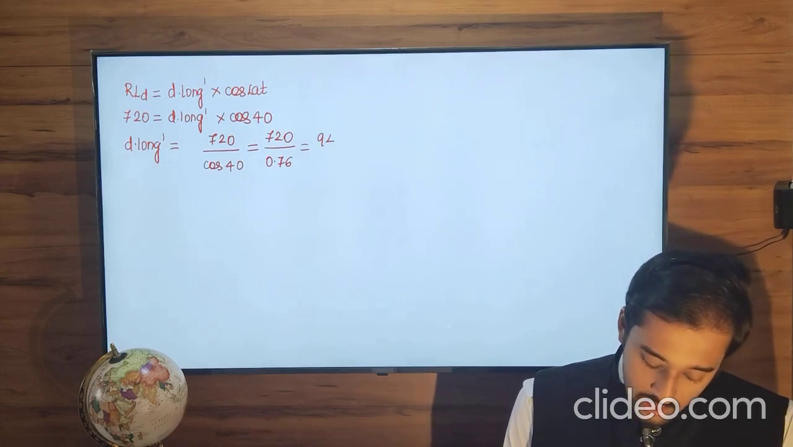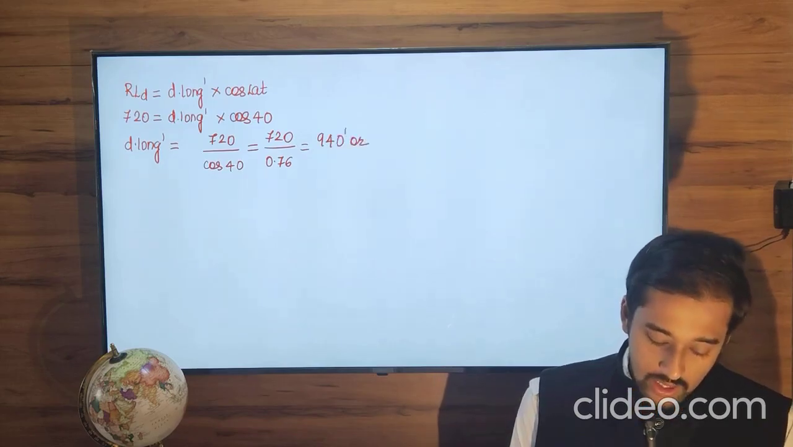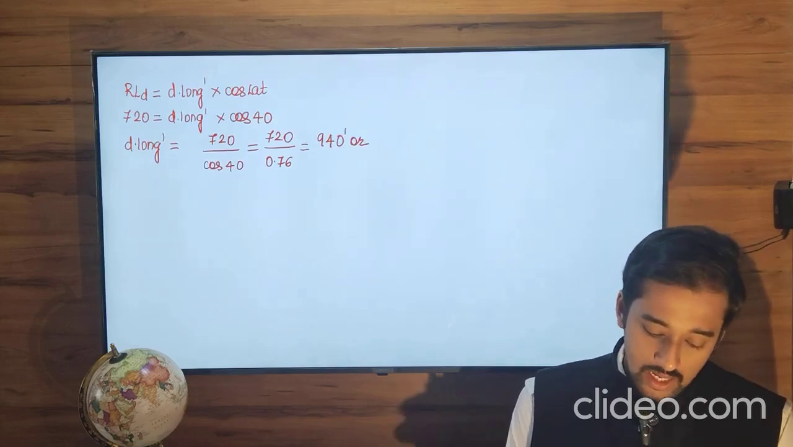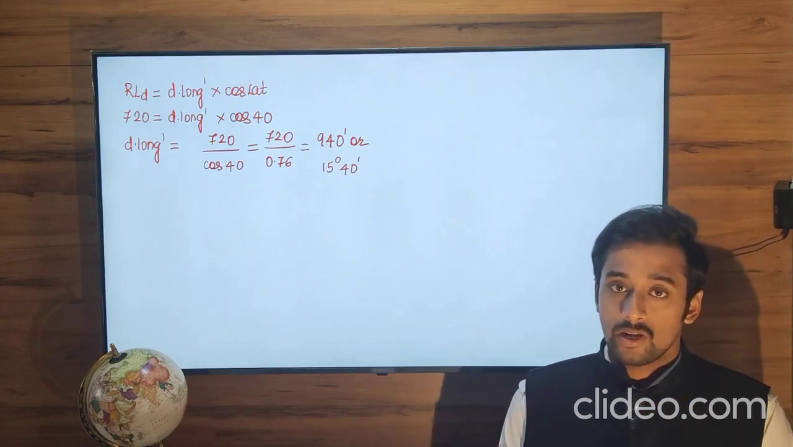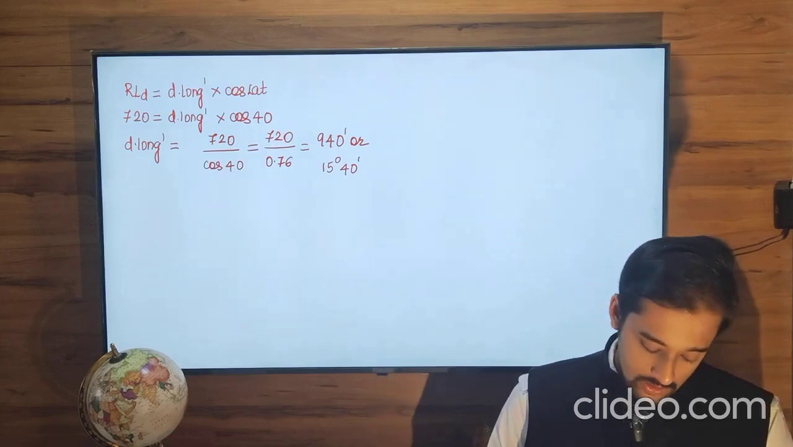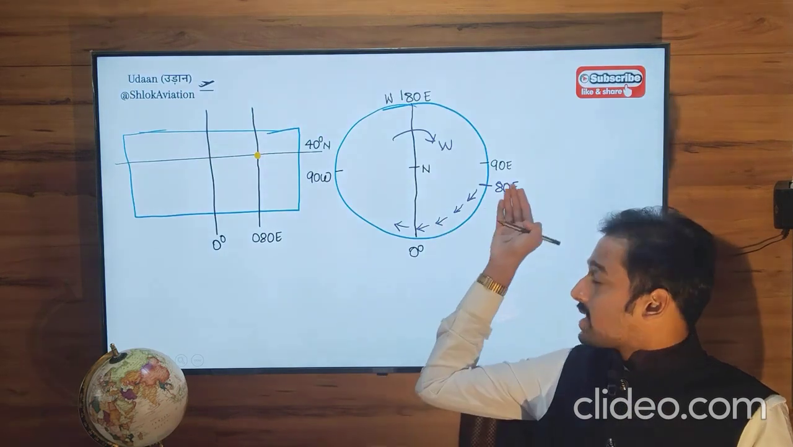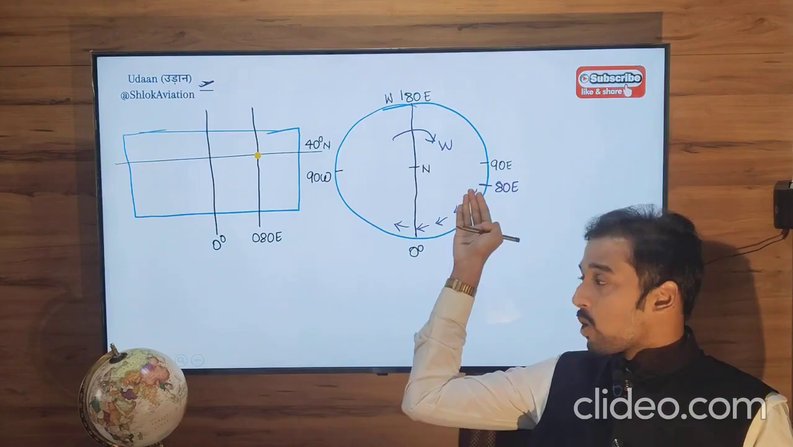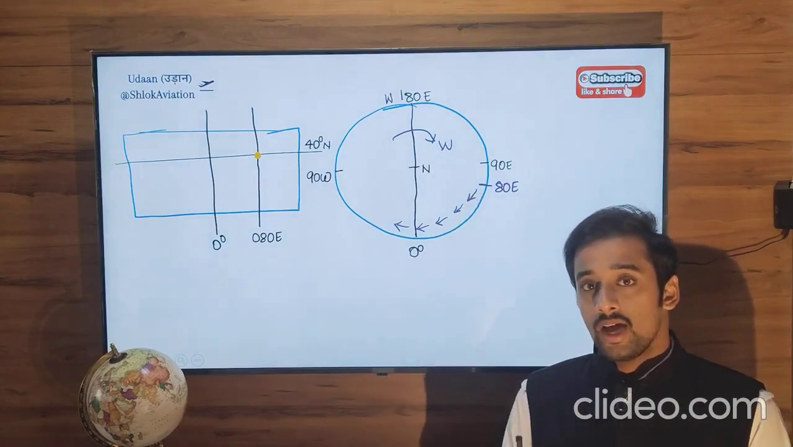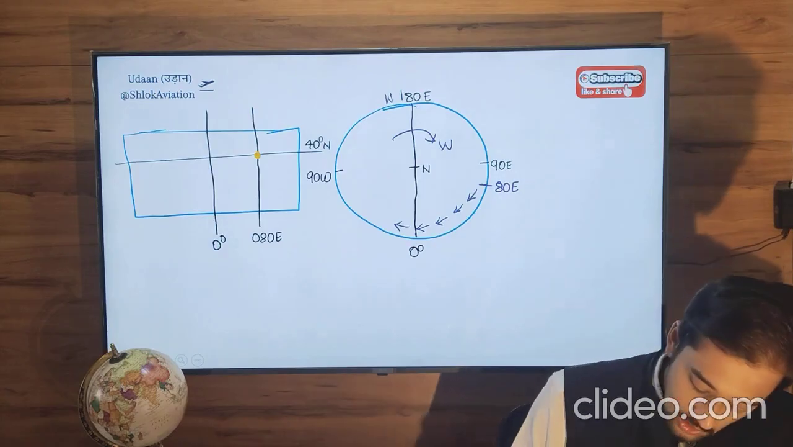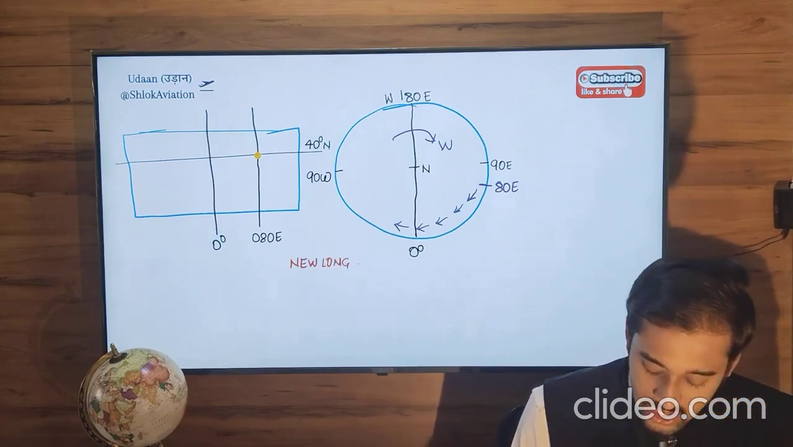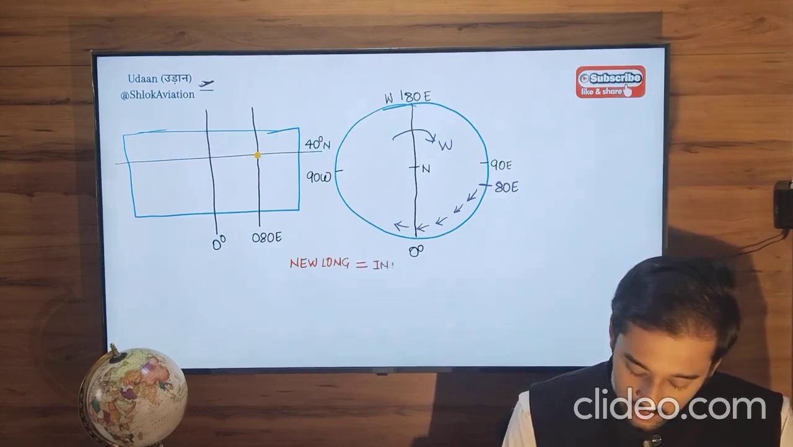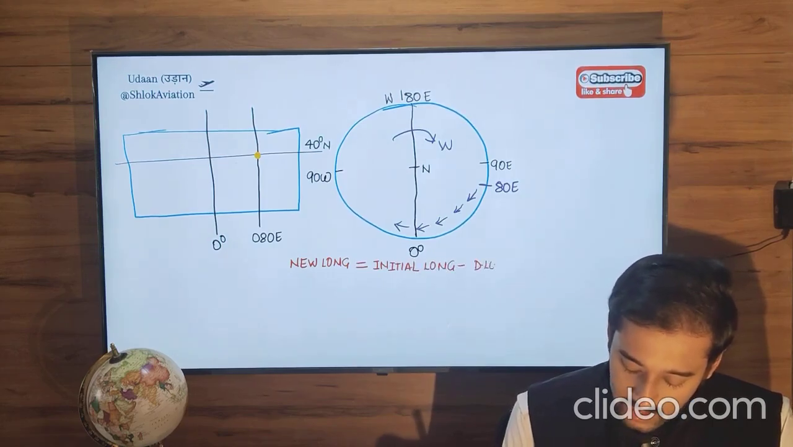So approximately 940 minutes, or convert that into degrees, divide by 60. 15° 39 minutes or 15° 40 minutes. Okay, so that is the d long, the difference between initial longitude and final longitude. So now we know we are currently at 80 east. Going westerly direction, which is clockwise direction, our longitudinal value will decrease, and therefore new longitude will be what? It will be initial longitude, the starting longitude, minus d long.